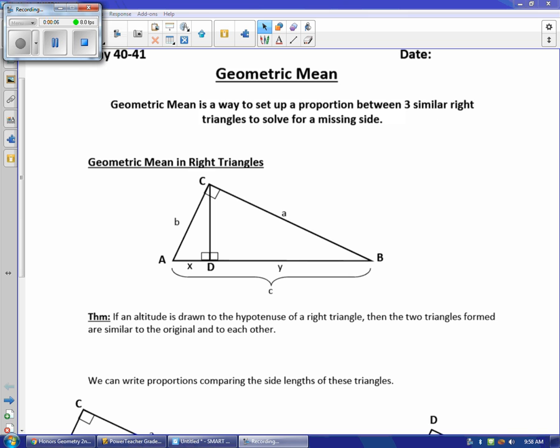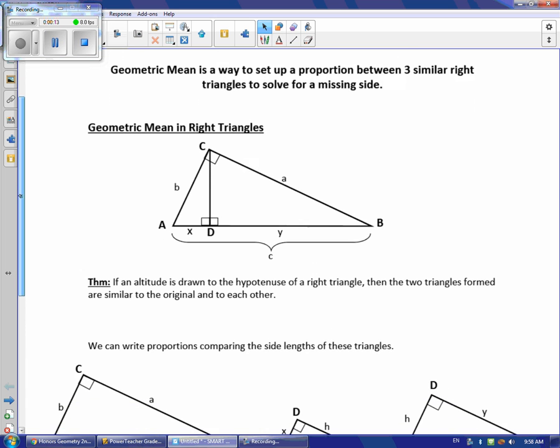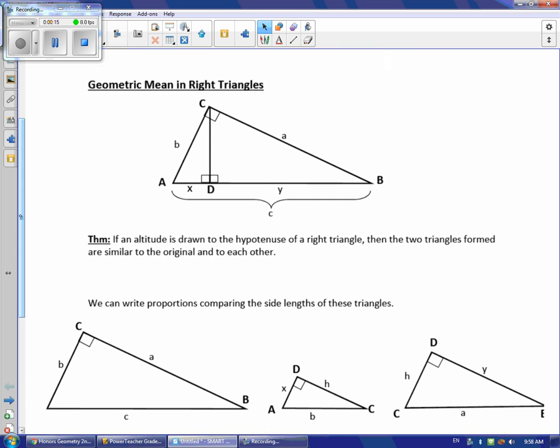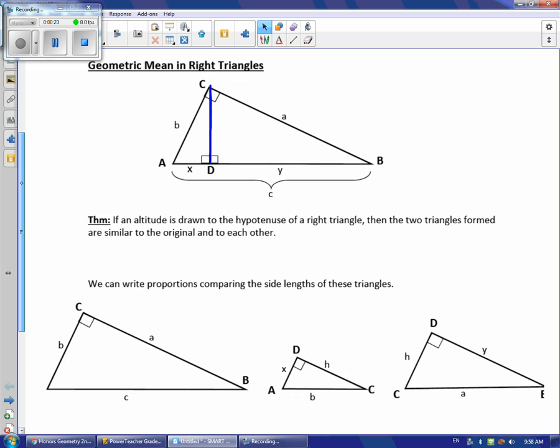Geometric mean is a way to set up a proportion between three right similar triangles to solve for a missing side. So our first theorem: if we have a right triangle and we draw an altitude from the right angle to the hypotenuse, the two triangles formed are similar to the original and to each other.